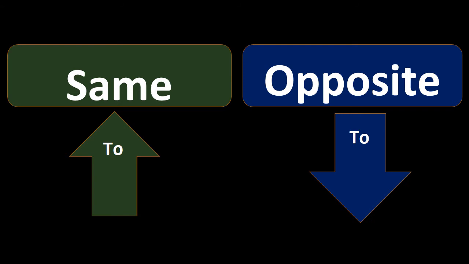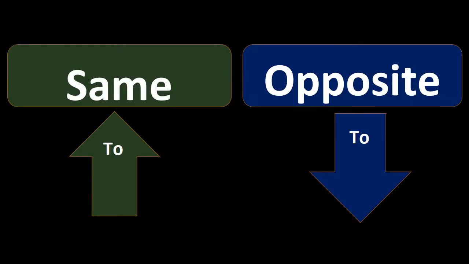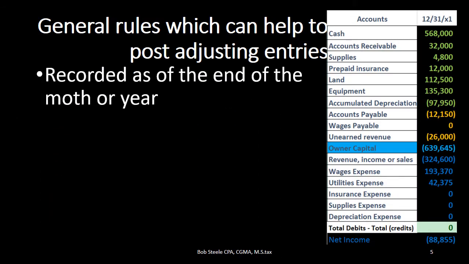In the adjusting process, you want to keep this separate in your mind from the normal journal entries, because in the adjusting process, we're going to have a couple different sets of rules that can help. Those additional rules will be that all adjusting entries are going to be as of the end of the time period. The idea of the adjusting entries is that we want to make the accounts correct on an accrual basis.